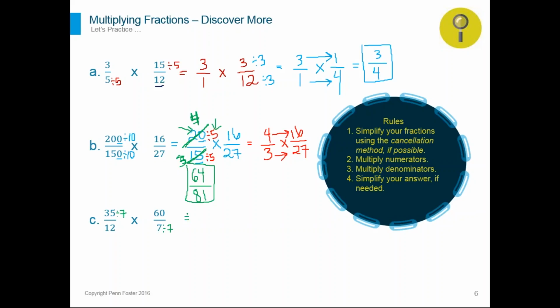Rewrite the problem. I like to go step by step. If you want to cancel the common factor between these two numbers before you rewrite the problem, you can, but just make sure you don't rush through the problem and make a mistake here or there that you end up with the incorrect answer. So 35 divided by 7 will give you 5. On the top, 12 will remain, times 60 will remain, and then 7 over 7 is 1.